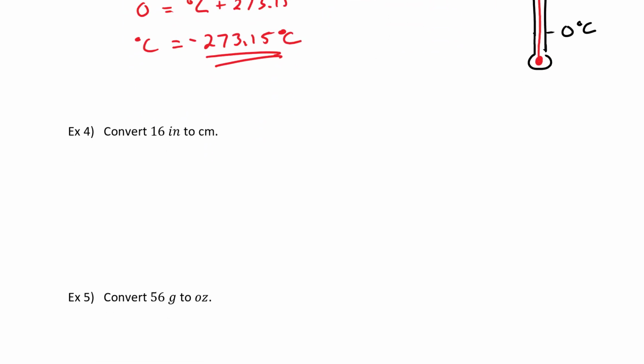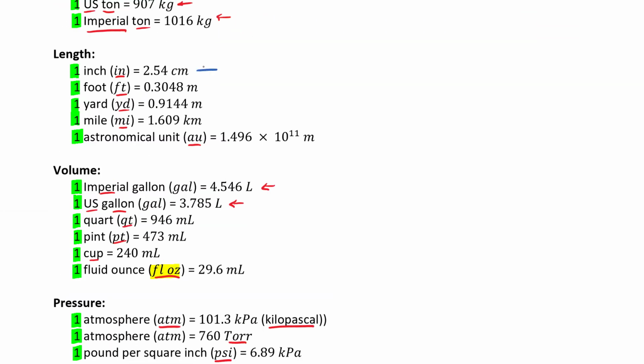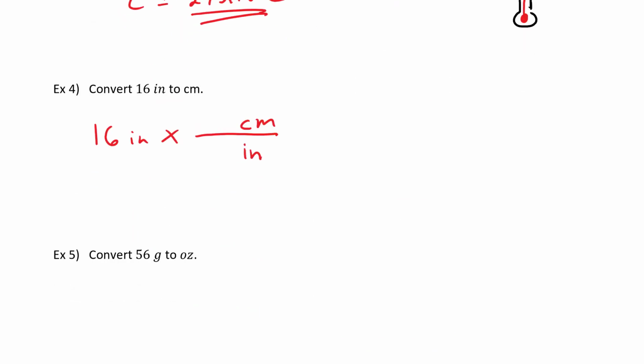Let's try example 4. 16 inches converted to centimeters. Now I want to get rid of inches, so I place inches on the bottom. I want to convert to centimeters on the top. So I have to find a situation where those two things are equal. Let's go up to our chart. Centimeters and inches. Right here, 1 inch is 2.54 centimeters. So we'll use this as our conversion factor. 1 inch is 2.54 centimeters. Do the math. Inches cancel each other out. 16 times 2.54, 40.64 centimeters.